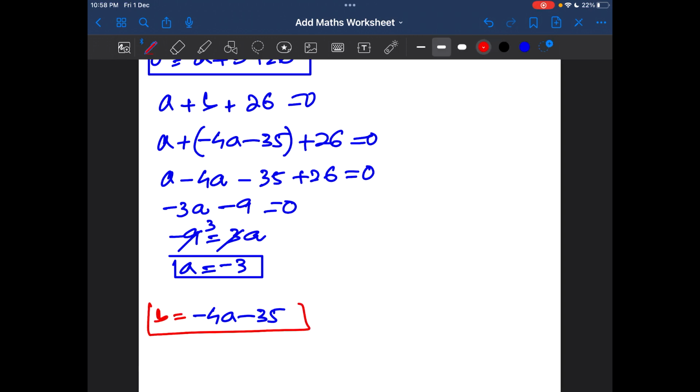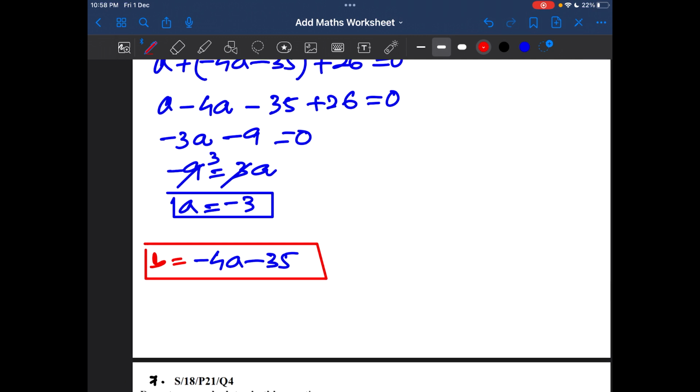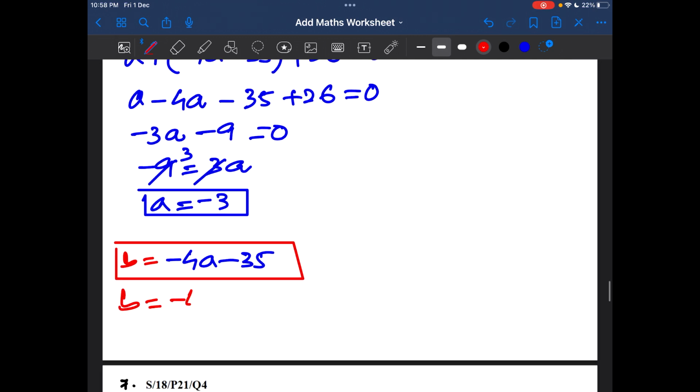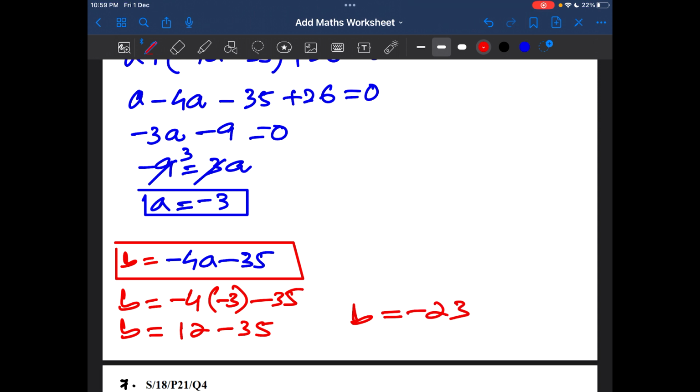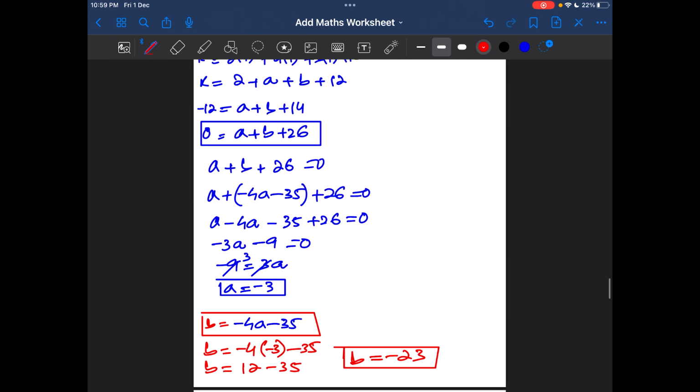This is b equals minus 4a minus 35. Just put it over here and you'll get the value of b. It's going to be 12 minus 35. It is going to be minus 23. So this is the answer: a is minus 3 and b is minus 23 here.